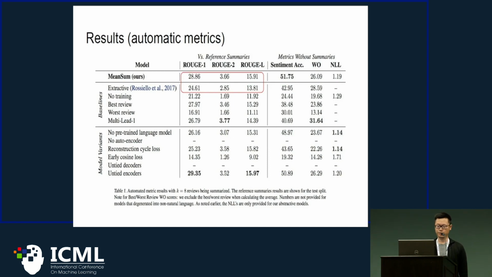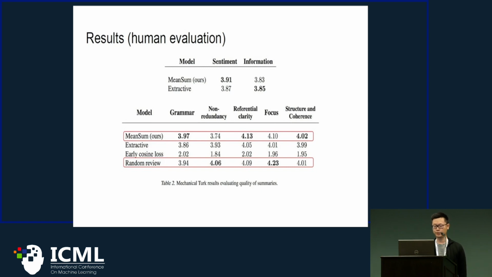Now, Rouge doesn't tell the whole story, and we asked human raters to evaluate linguistic and summarization quality, and it looks good there too. In particular, the average fluency of the summaries is pretty close to human.